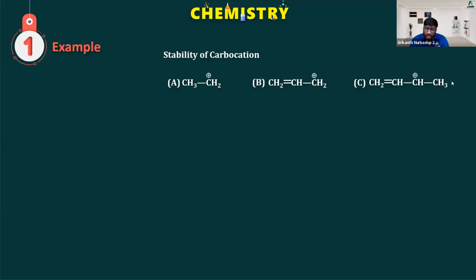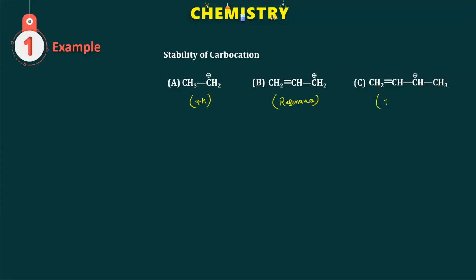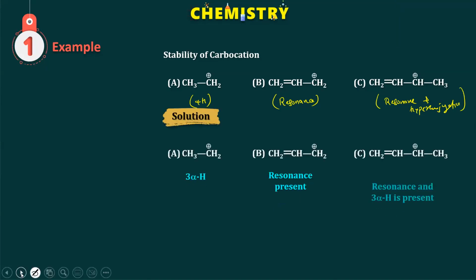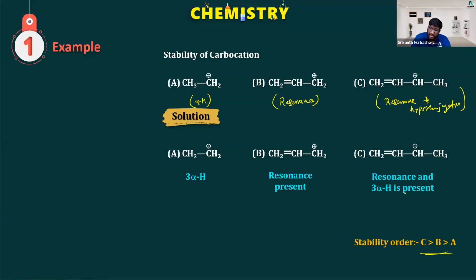Now apply every effect. I have given 3 species to you, because it is not like only one effect is operative. In A, what type of effect do we have? Hyperconjugation, very good. In B, we have resonance. In C, we have resonance and hyperconjugation. So because of resonance and hyperconjugation, C is more stable than B and then A. C, B, A, because resonance and 3 alpha hydrogens are present.